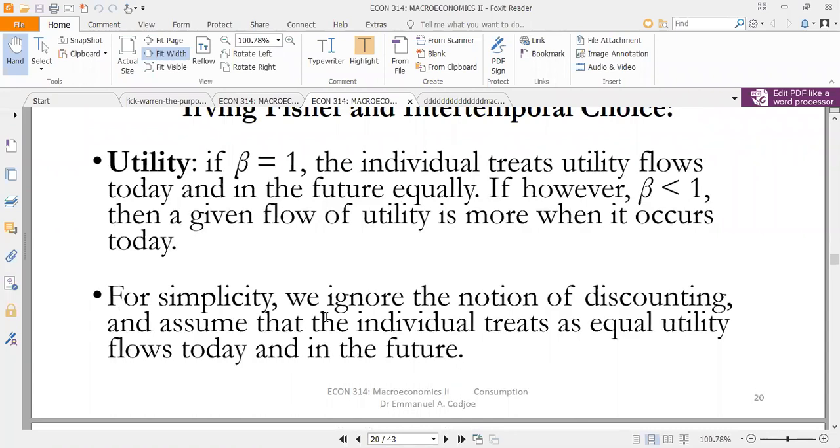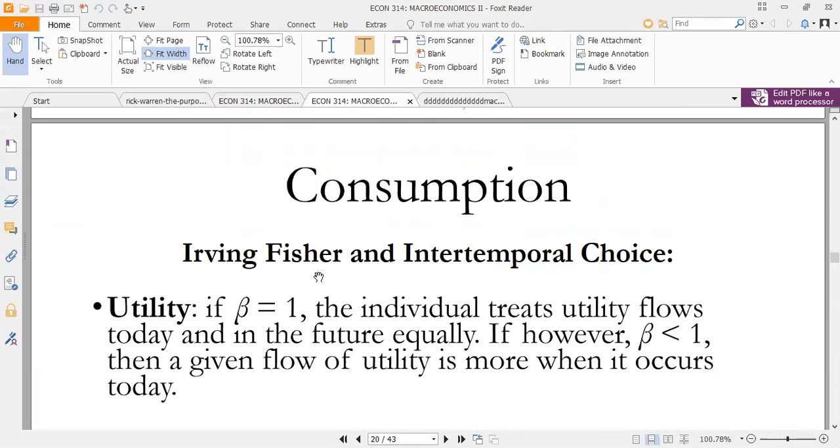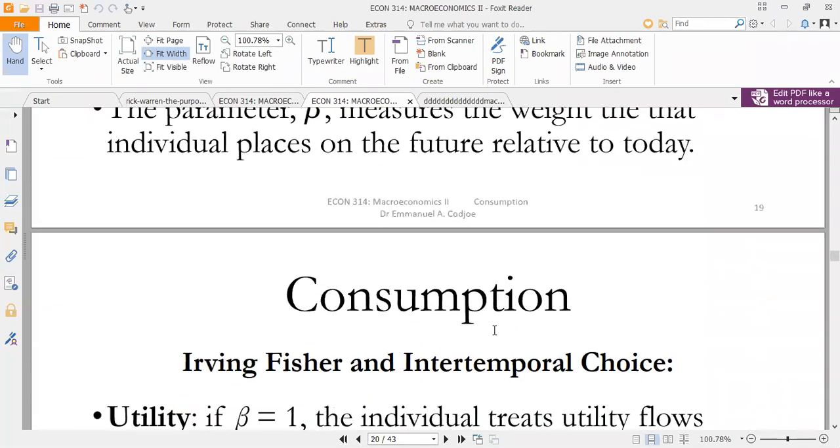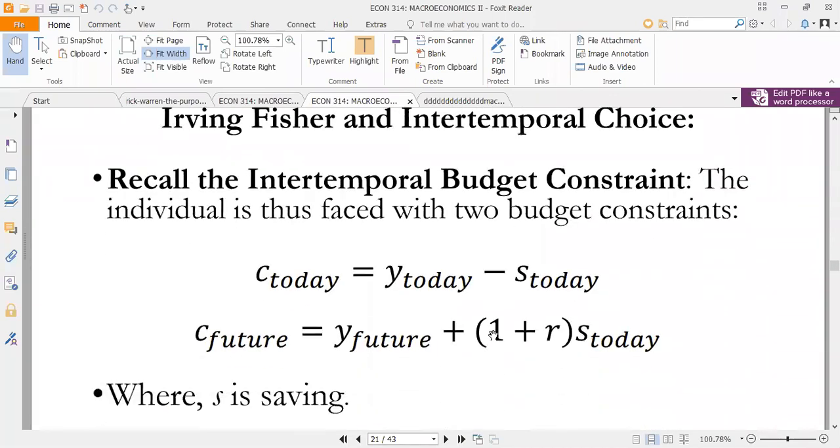Now, just for easy analysis, we'll forget about discounting the future into the current period. So we assume that the person is treating both utilities equally. The utility that you get from the current consumption should be the same as that of the future consumption. That is why we didn't discount the future utility.